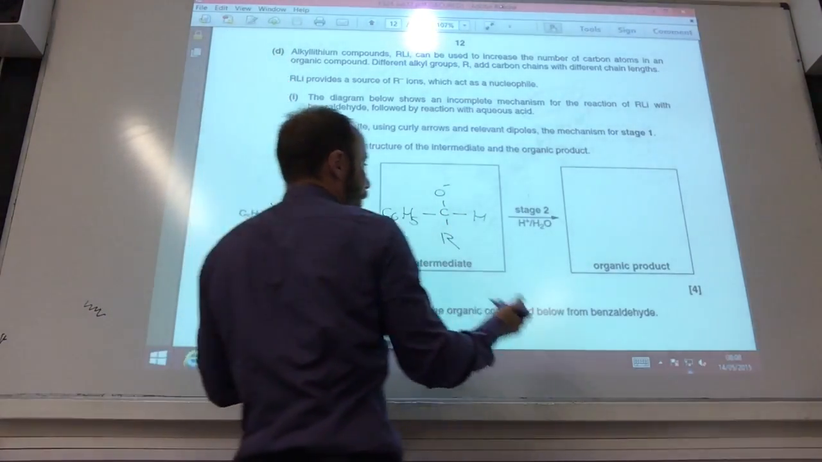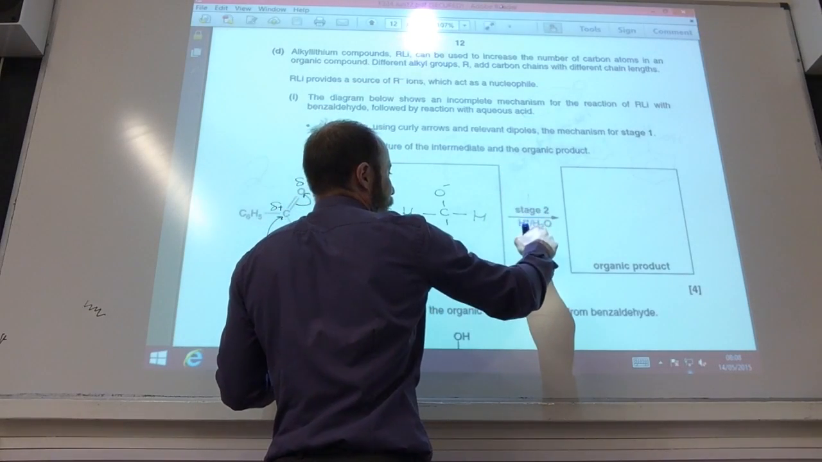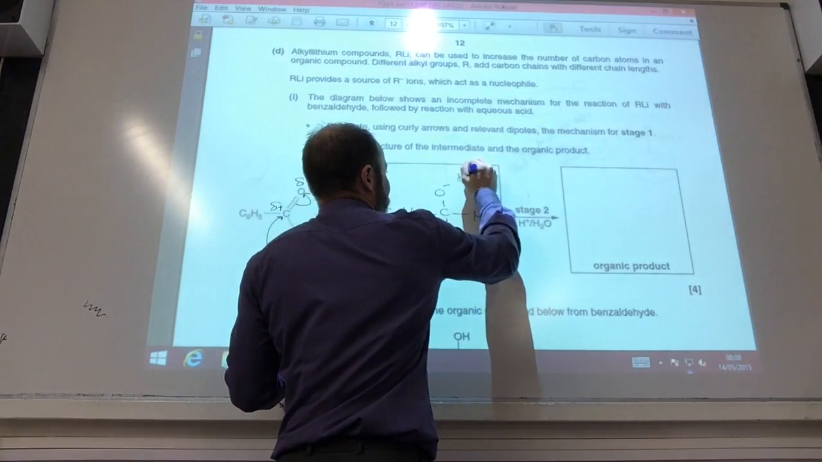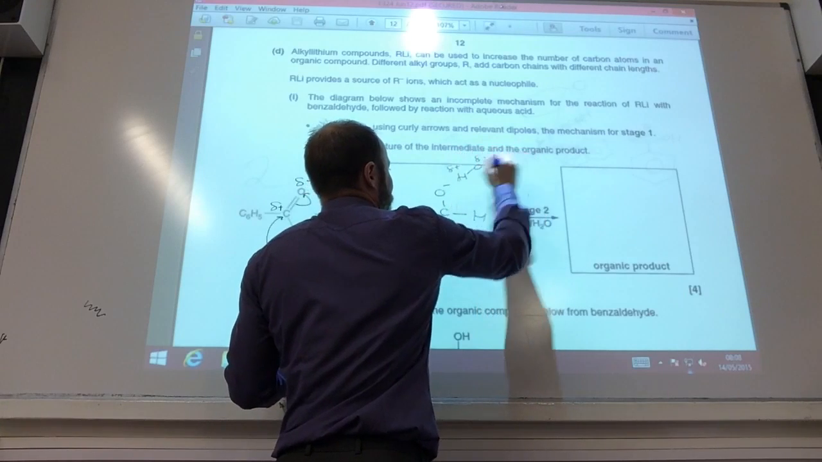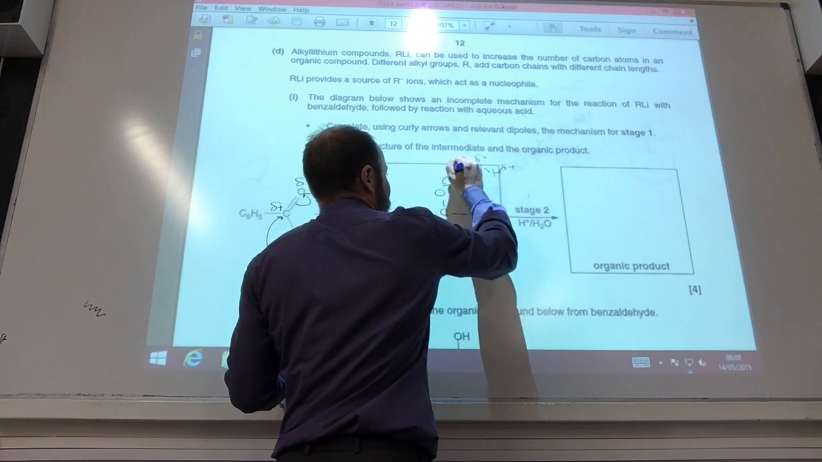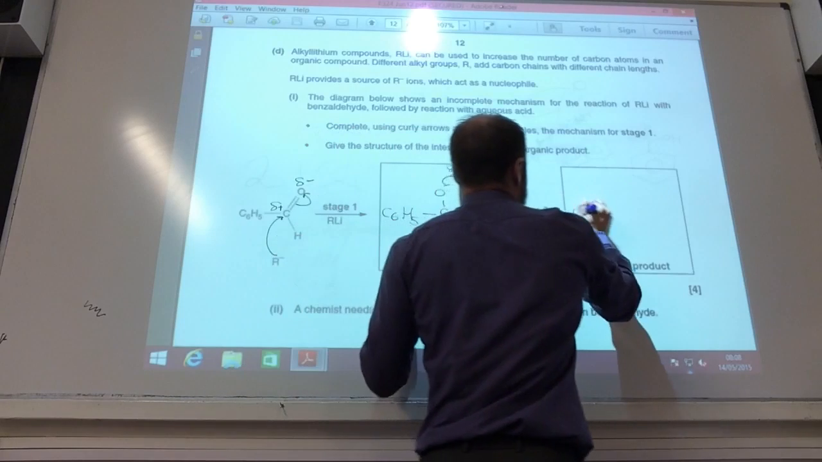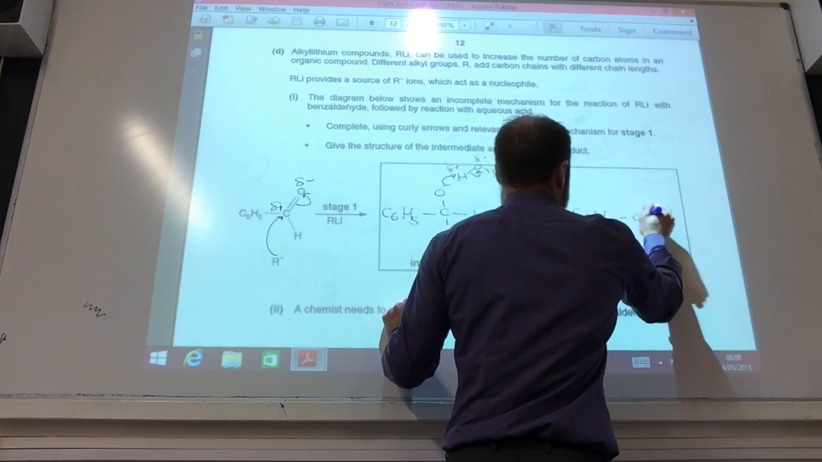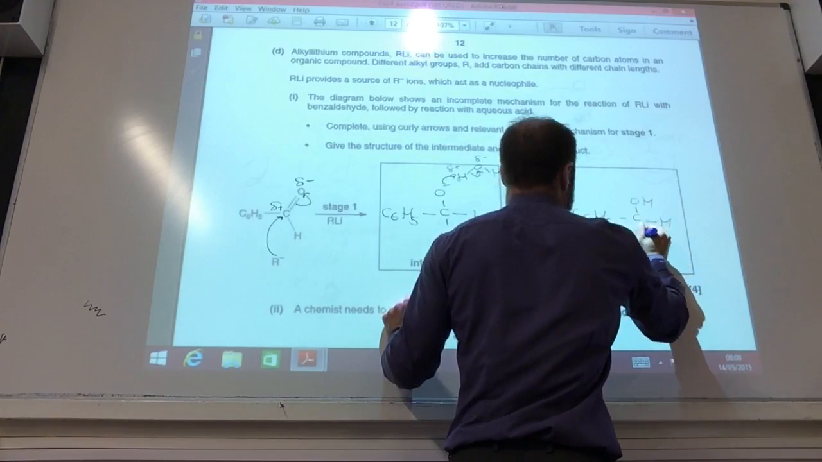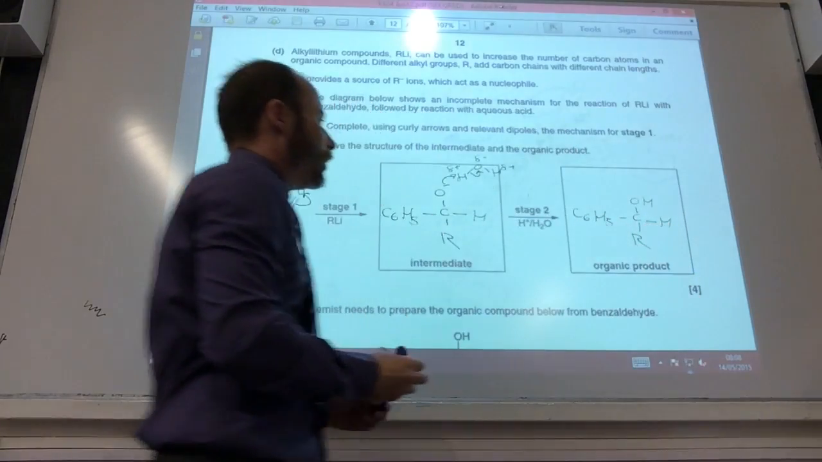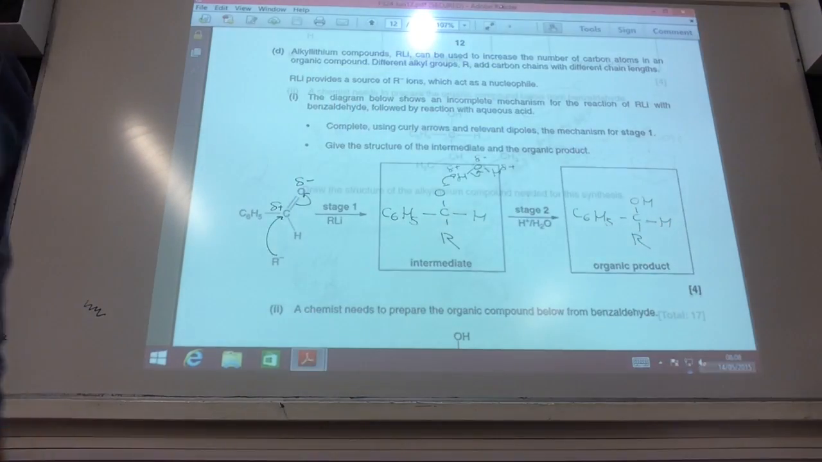Stage 2 would then normally be you add water, which they've shown you here. We normally do it with water. That goes there, that breaks, although they don't want the mechanism. That sometimes helps us to show it, to give you your final product there.